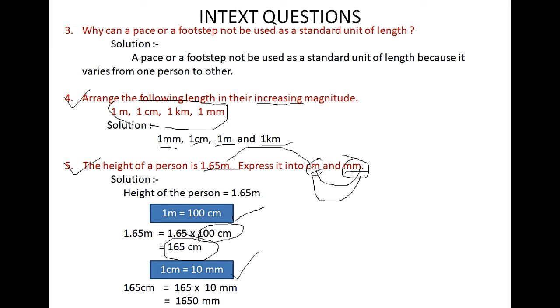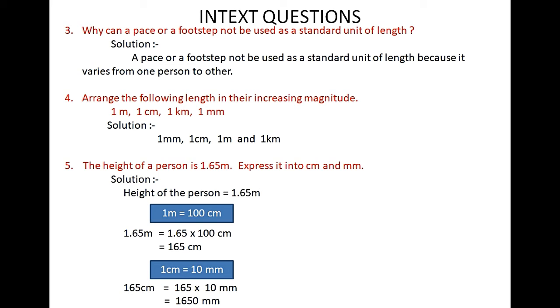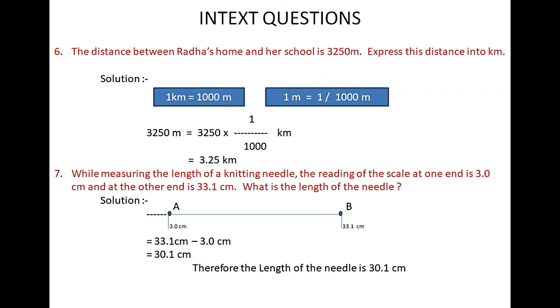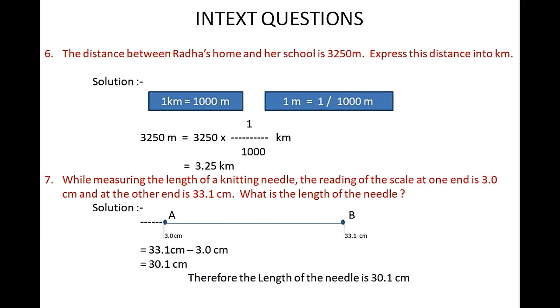Therefore, 165 centimeter is equal to 165 into the value of 1 centimeter. What is the value of 1 centimeter? 10 millimeter. So it is equal to 1650 millimeter. That's all about the conversion from meter to centimeter as well as millimeter. Next, we will move on to the sixth question.